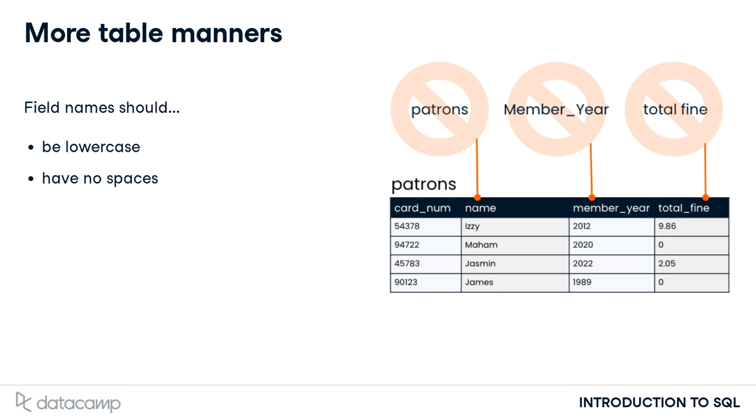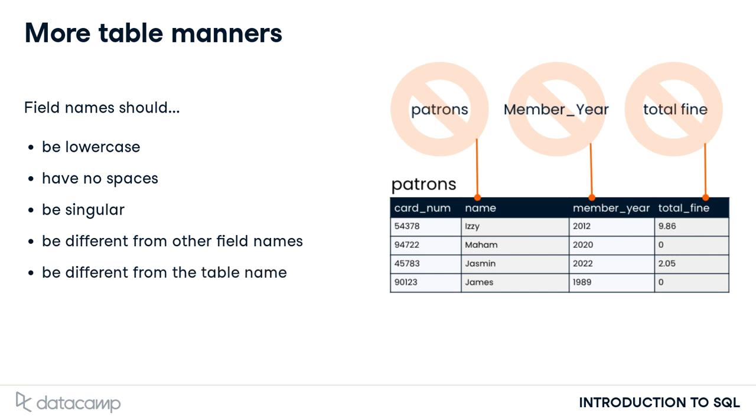A field name should be singular rather than plural because it refers to the information contained in that field for a single record. This is why our table has card_num and name fields rather than card_nums and names. Similarly, 2 fields in a table cannot have the same name. Finally, field names should never share a name with the table they are housed in, so that it's clear in all cases whether a field or table is being referred to.